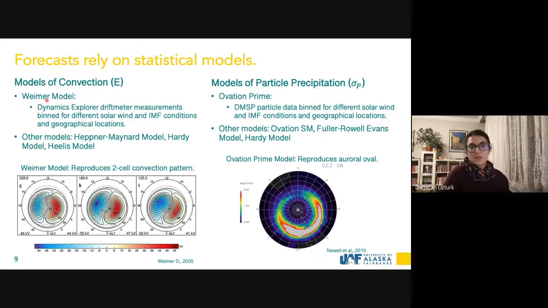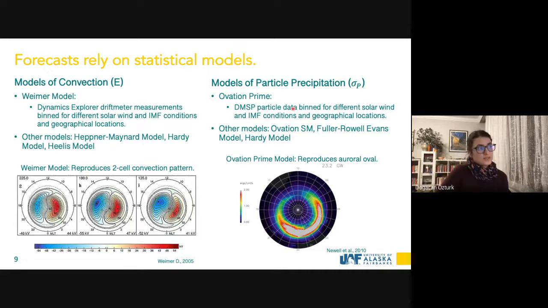One of the most widely used ones is the Weimer model. This depends on the Dynamics Explorer drift meter measurements, and they are binned for different solar wind and IMF conditions and geographical locations. There are also other successful models that describe the large-scale precipitation. Here you can see the Weimer model, the ionospheric potentials, and the basic pathways for ionospheric convection. This also helps us understand what the electric field is going to be like in a large-scale global sense.